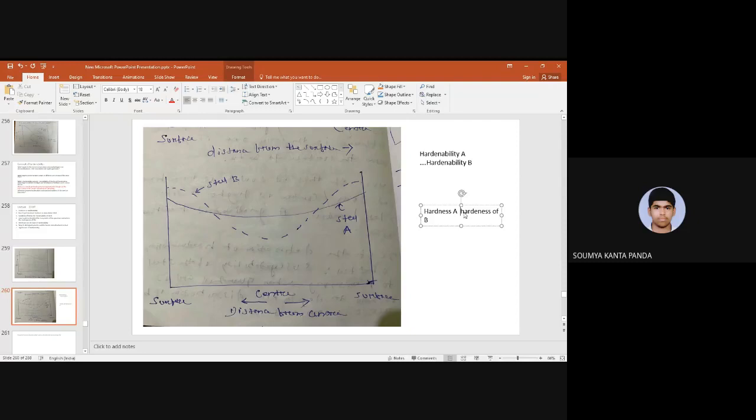Sir, B has more hardness. B has more hardness. Anybody want to try? Some of you have answered something. You have 3 more seconds. Okay, time's up. So Soumya is right.